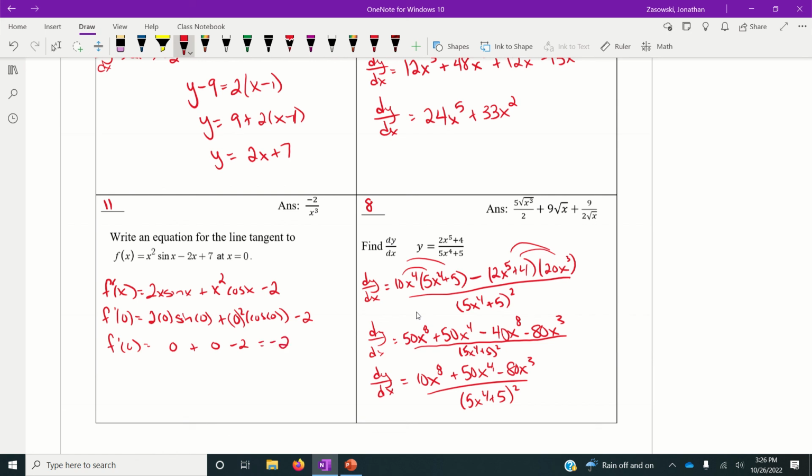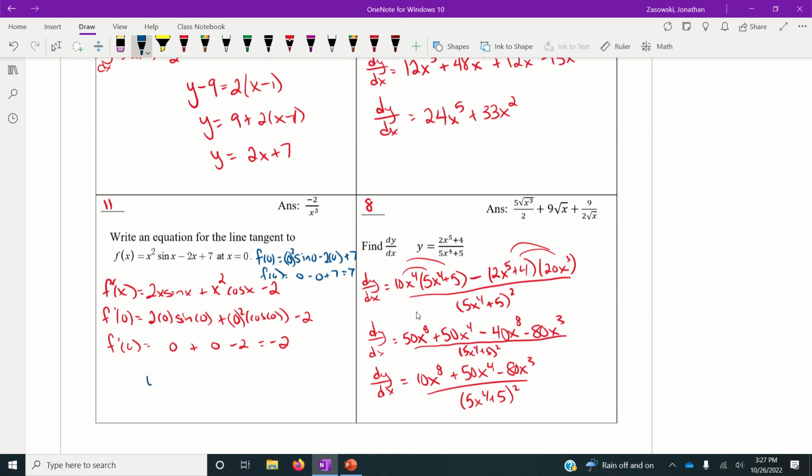Okay. We also need to find the y value. So we're going to plug 0 into f of x. So f of 0. And once again, the same thing happens. 0 squared is 0 times the sine of 0, doesn't matter, because this whole thing is going to equal 0. Minus 2 times 0, which is 0, plus 7. So this is 0 minus 0 plus 7. And so that is just 7. So that's f of 0.